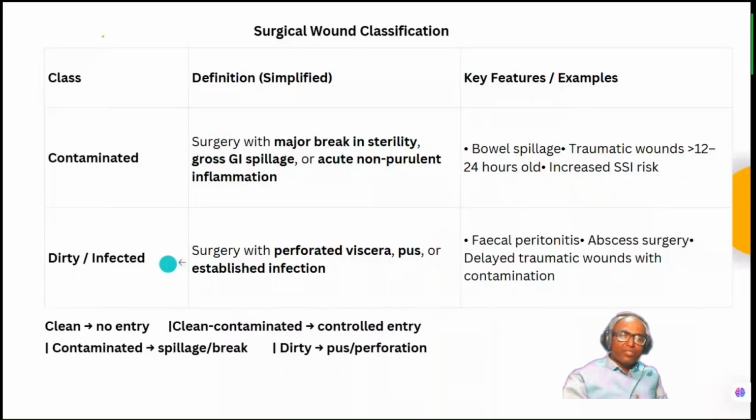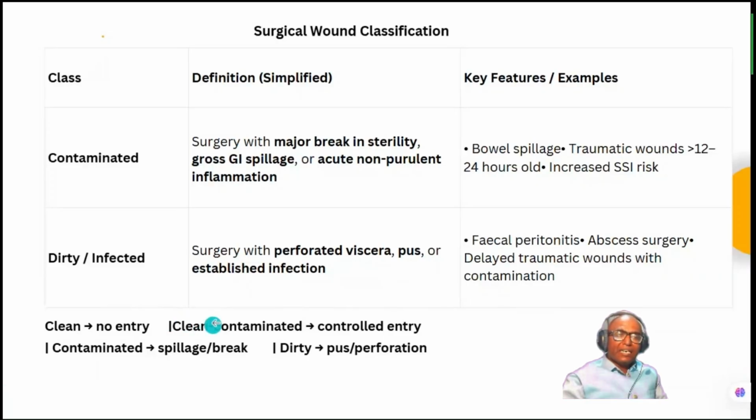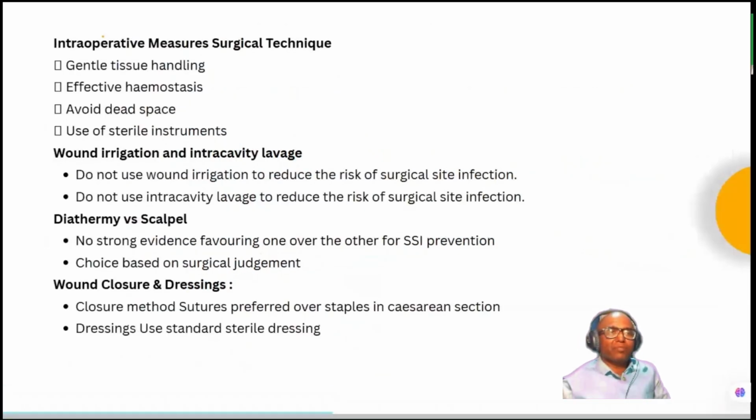Which are the dirty wounds? That is surgery with perforated viscera, pus, or established infection. Examples are fecal peritonitis, abscess surgery, delayed traumatic wounds with contamination. So clean wound, no entry. Second, clean contaminated, controlled entry. Third, contaminated is a spillage or break. Dirty is a pus or perforation. So these are the buzzwords you can remember.